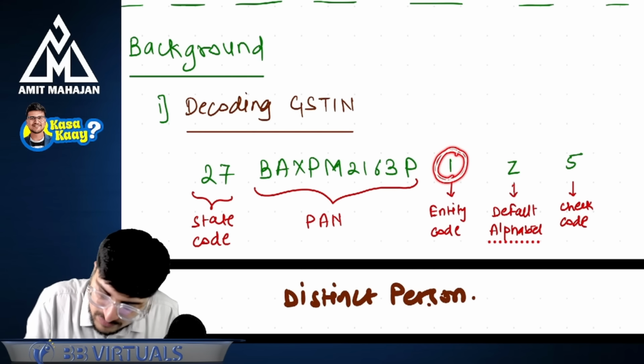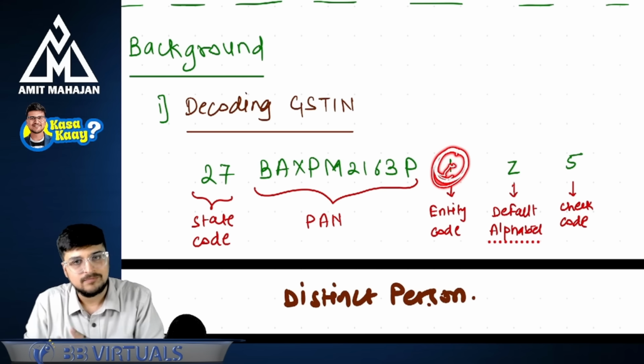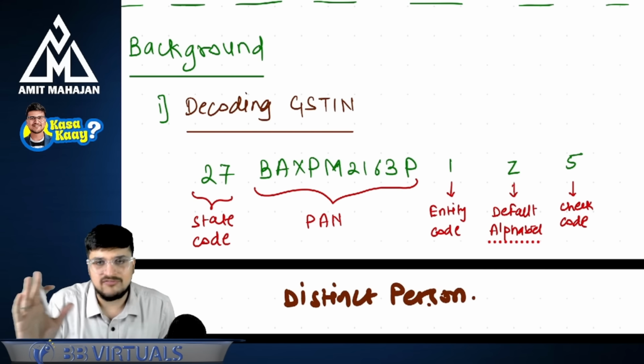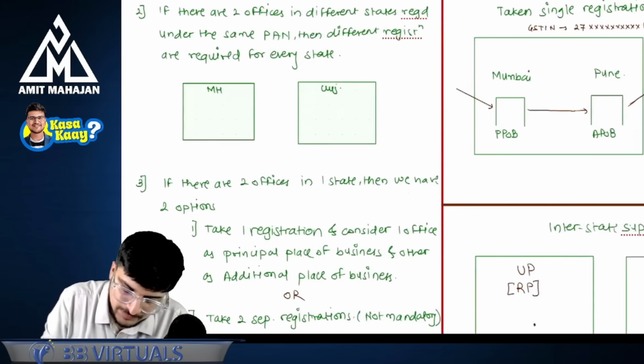That entity code will be there. So in that state, how many entities are there? Correct. So entity code will be there. There will be one default alphabet, and one random number they will give you, that is a check code. Okay, no problem. This is your GST number.